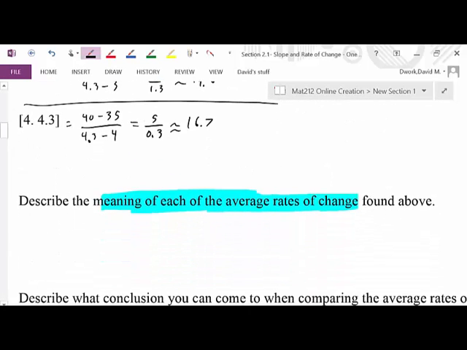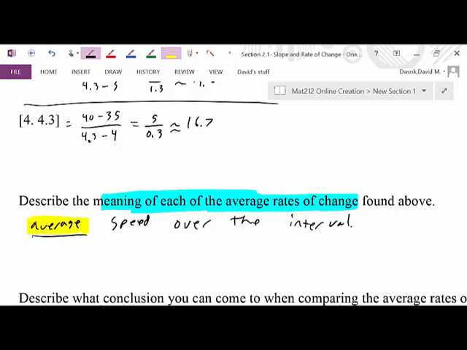Okay. So now, when you describe the meaning of each of the average rates of change that you found, what you're going to say is something about that was their average speed over the interval. Something like that. Each of them would be the average speed. Average being the key word. Average is extremely important because we're going to have different kinds of rate of change in this class. So I'm trying to make sure you understand that what you've learned in the past is average rates of change.